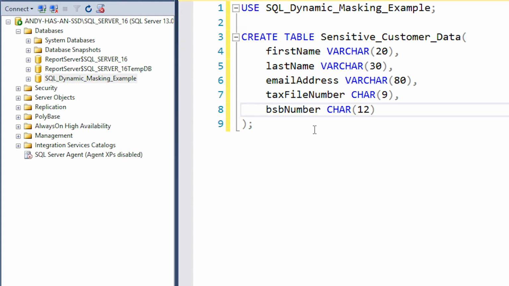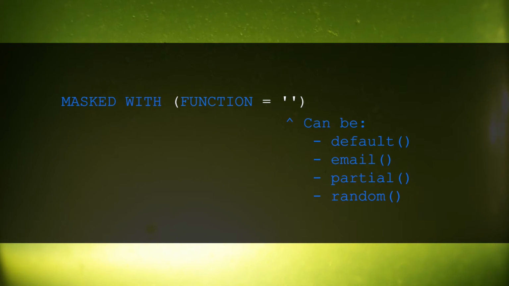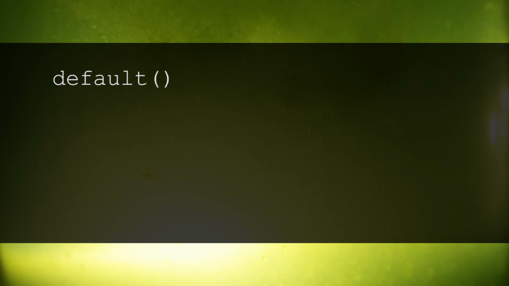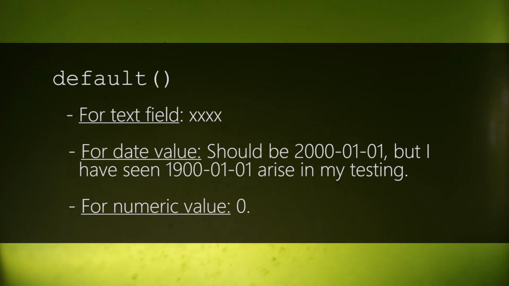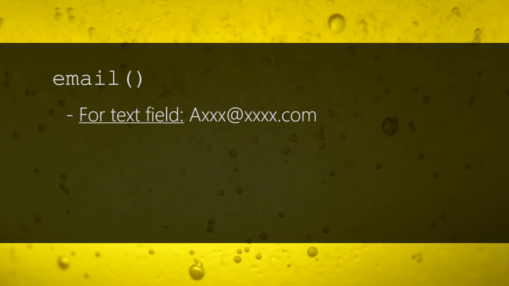Anyway, time to add our masking using the masked with statement. This is the syntax, and inside the string, you can put one of four function names. The first and the easiest one is default, because everything is automatic. Essentially, default will replace the original value of a char or varchar with four X's. It will change a date field to a nondescript date, like the 1st of January 1900, and it will set the value of a numeric field to zero. The second method, email, is far simpler, and it will convert any char or varchar to use this format: first letter of original field, and then xxx at xxxx.com.